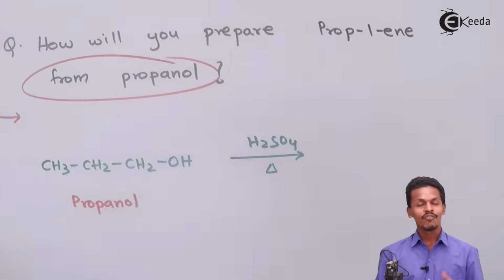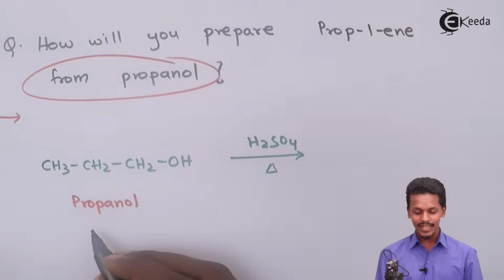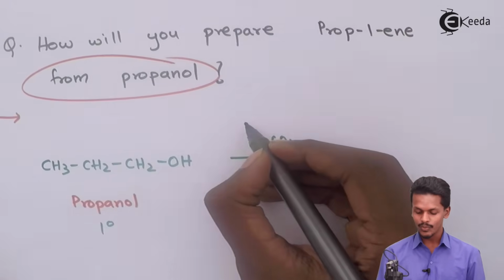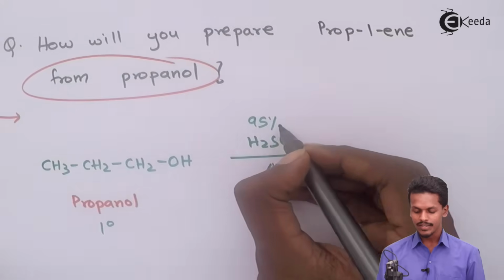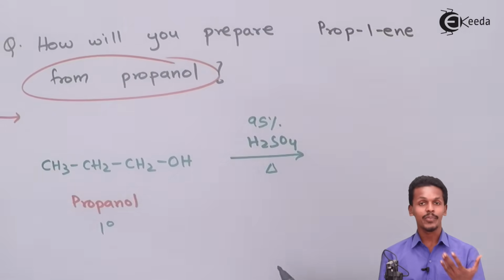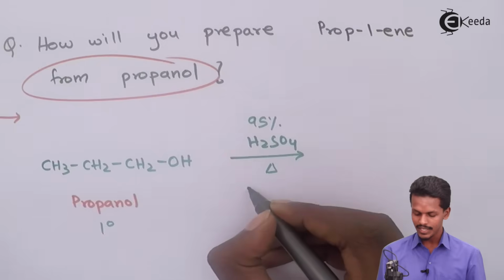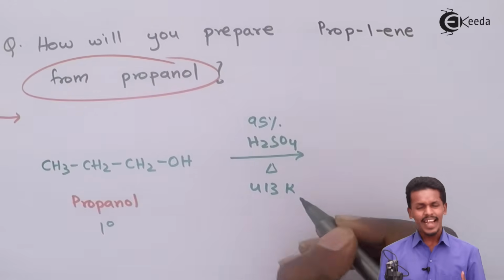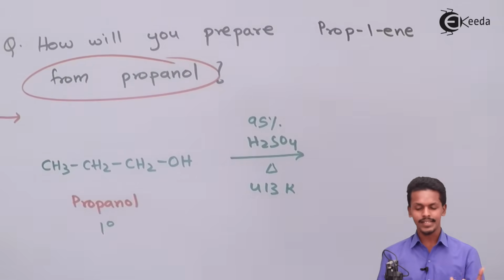But what would be the percentage? Since it is a primary alcohol, it would require 95% concentration of H2SO4, and the temperature involved in this case is 413 Kelvin. It depends on the molecules also. So for instance, at least 95% of H2SO4 is required and 413 Kelvin is required.